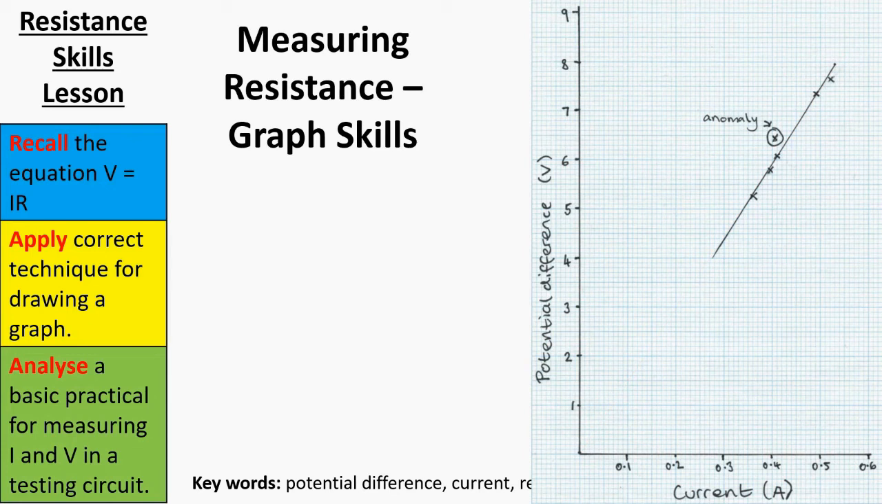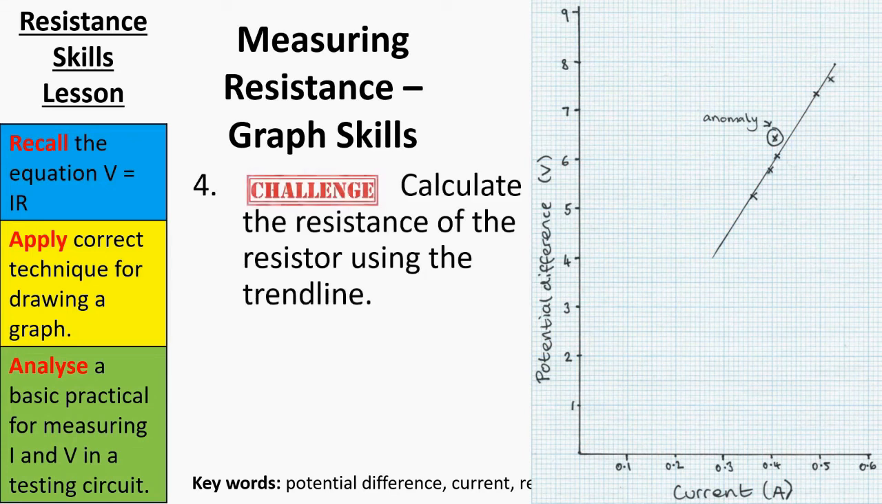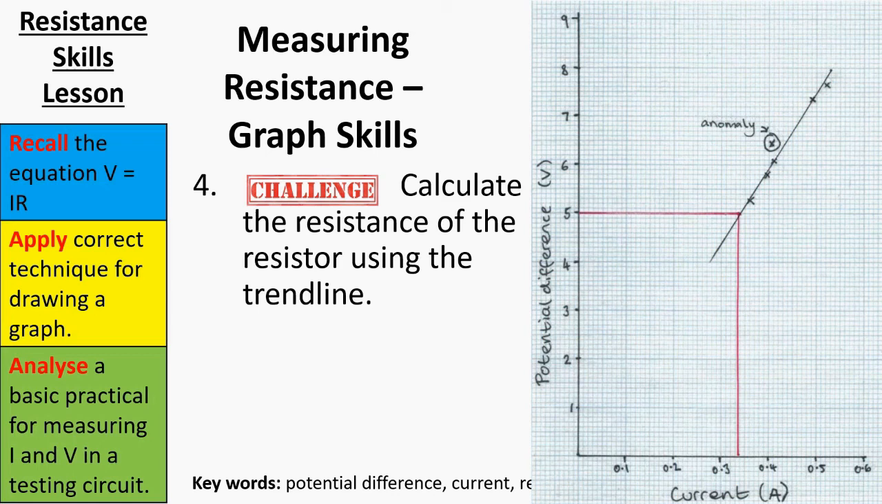Finally, moving on to question 4, calculate the resistance of the resistor using the trend line. So all you have to do for this one is pick a point on the trend line that's nice and easy to read, and then you read the potential difference of it and the corresponding current. So I think that that's quite nice and easy to read. I can see there that potential difference is 5, and I can see there that my current at that is around about 0.335.